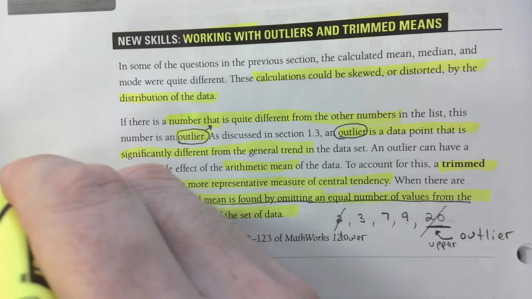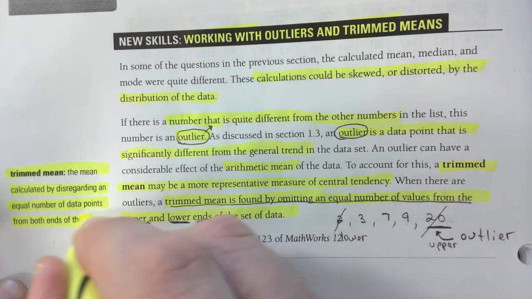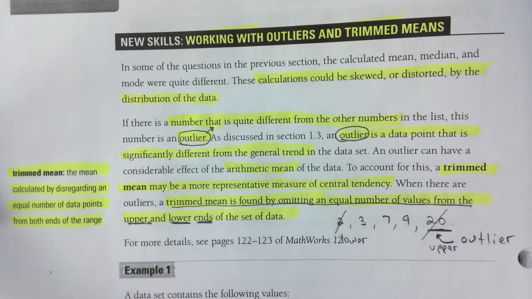So here, I'm just going to highlight this again. This is summarizing again. Trimmed mean, the mean calculated by disregarding an equal number of data points from both ends of the range.